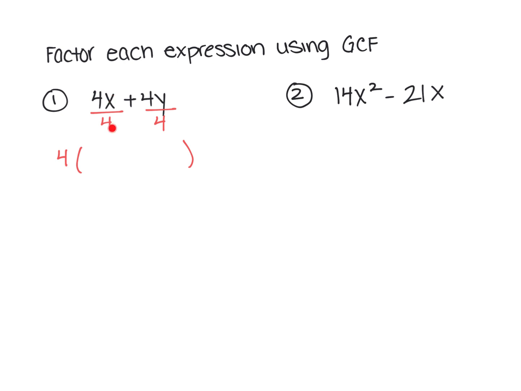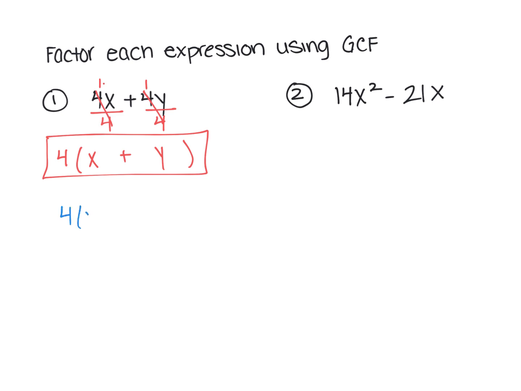So 4x divided by 4, these 4's actually divide out to 1. Anything divided by itself is 1. So 1 times the x that's already there is just x. Now these 4's over here divide out to 1. Anything divided by itself is 1. 1 times the y that's already there is y. And then we just bring down the sign in the middle, and this is my factored expression, 4 times x plus y. Now you could always check your answer to see that it works by distributing it back out.